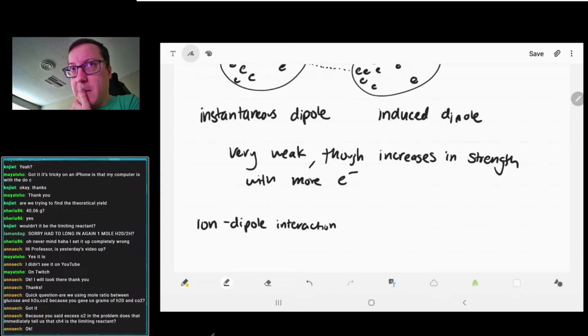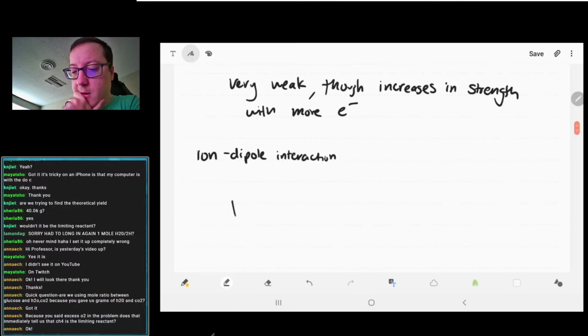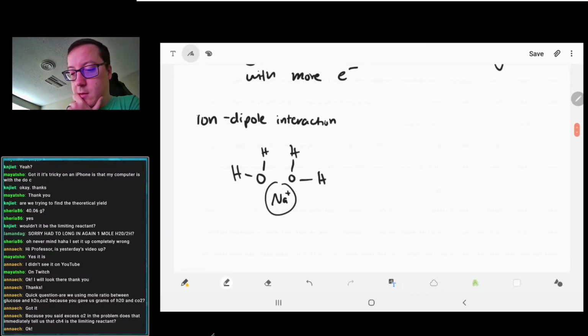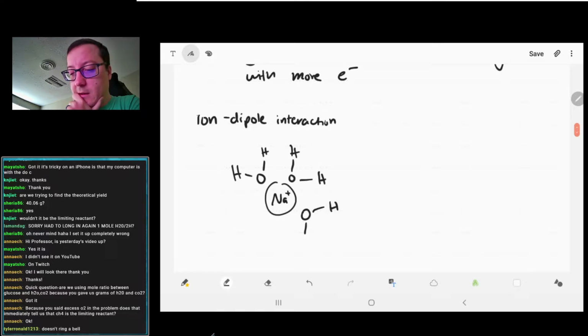I don't remember. Have we talked about ion dipole interactions? Like with water molecules? Something like this? Someone tell me, because that will determine if we need to spend some time on this. Doesn't ring a bell. Okay.